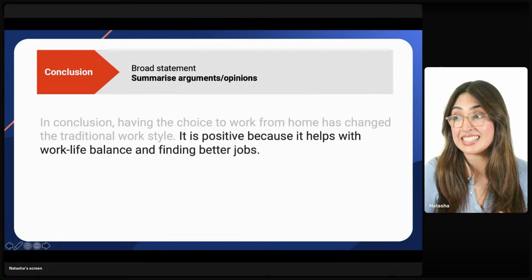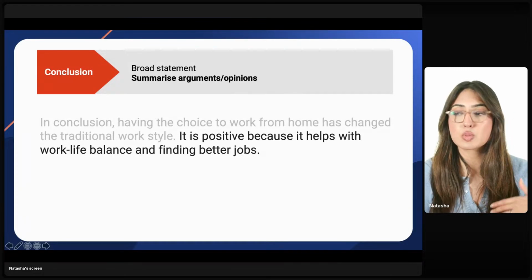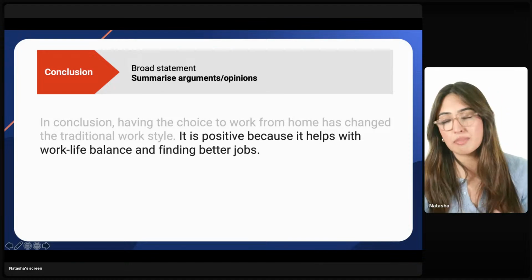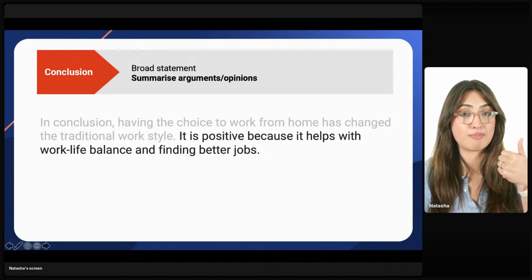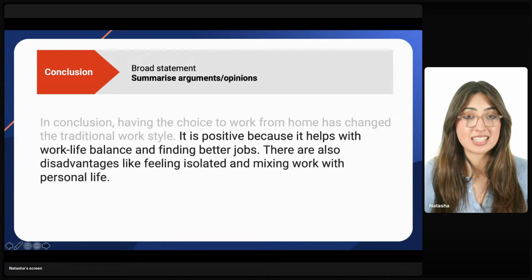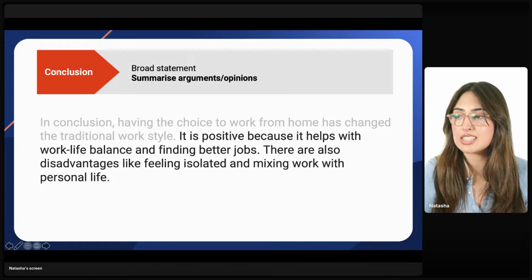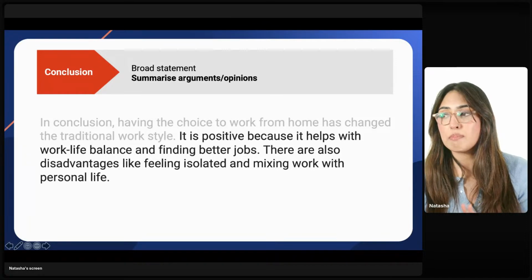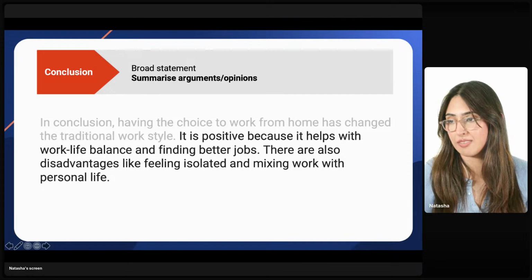The answer is yes, and here's the first one. It is positive because it helps with work-life balance and finding better jobs. I've referenced both the advantages, work-life balance and job opportunities. And then I've identified the disadvantages again. There are also disadvantages like feeling isolated and mixing work with personal life. There are two disadvantages again.